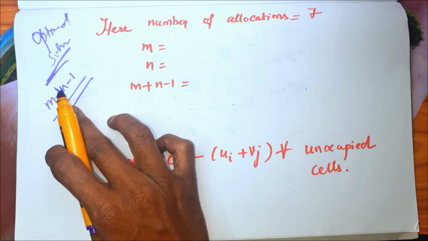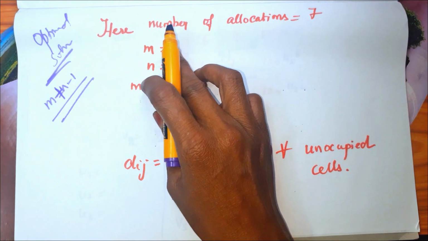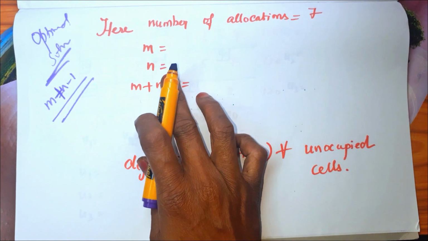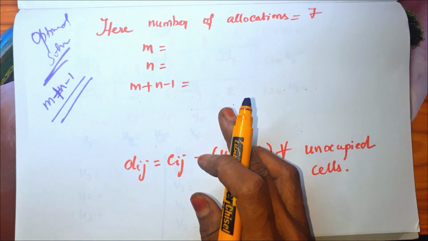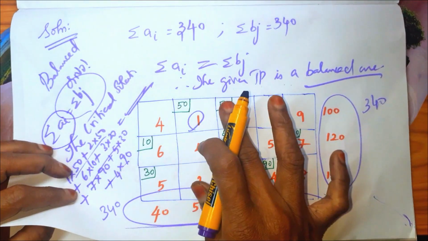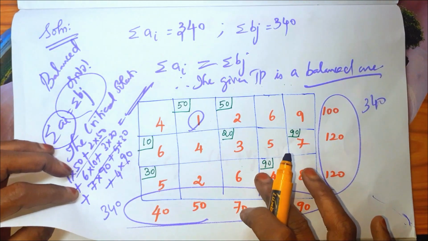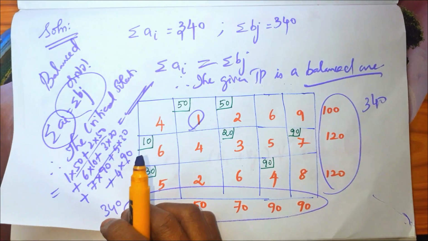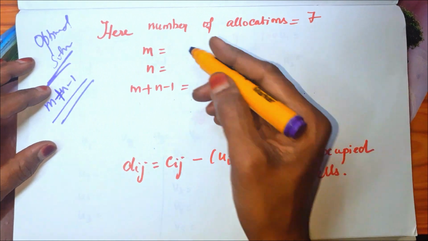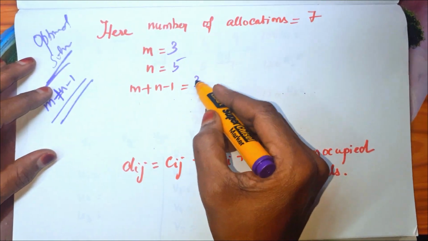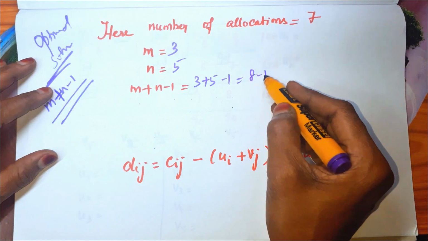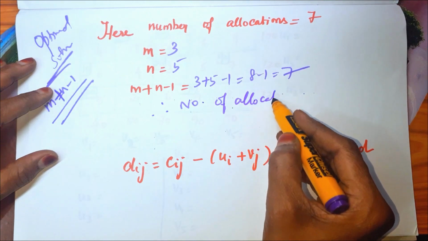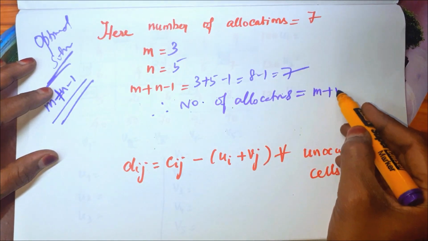So first we have to check how many allocations are here, what is the row number, what is the column number. So m denotes the row number, n denotes the column number, minus 1. Count the number of allocations: 1, 2, 3, 4, 5, 6, 7. So the number of allocations is 7. Row number is 3, column number is 5. Am I right? So 3 plus 5 minus 1, which is equal to 8 minus 1, 7. Therefore, the number of allocations is equal to m plus n minus 1.